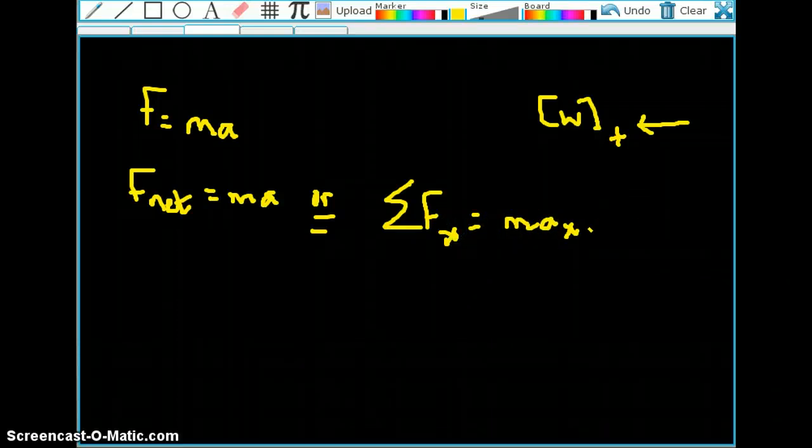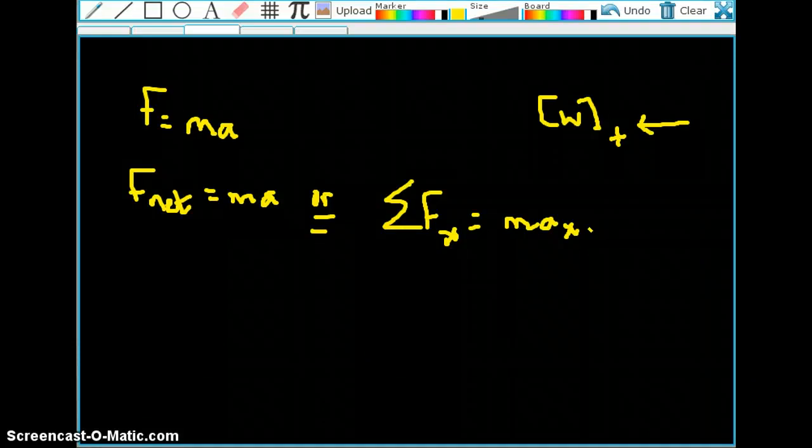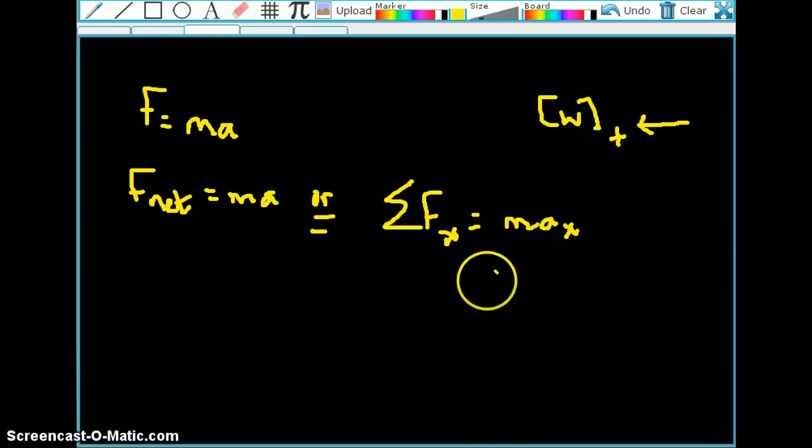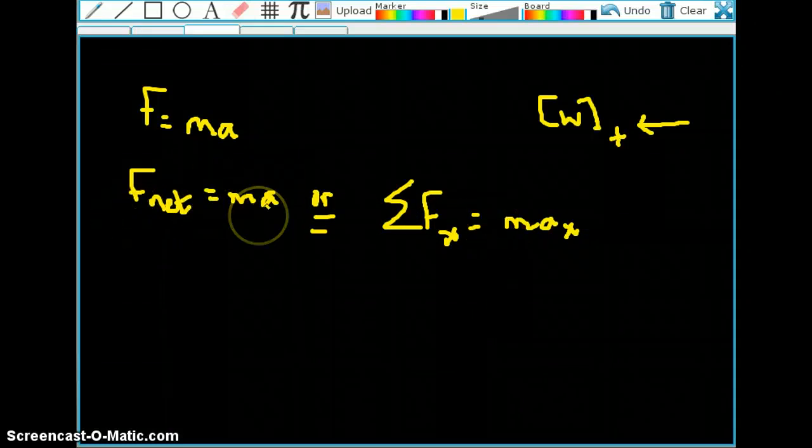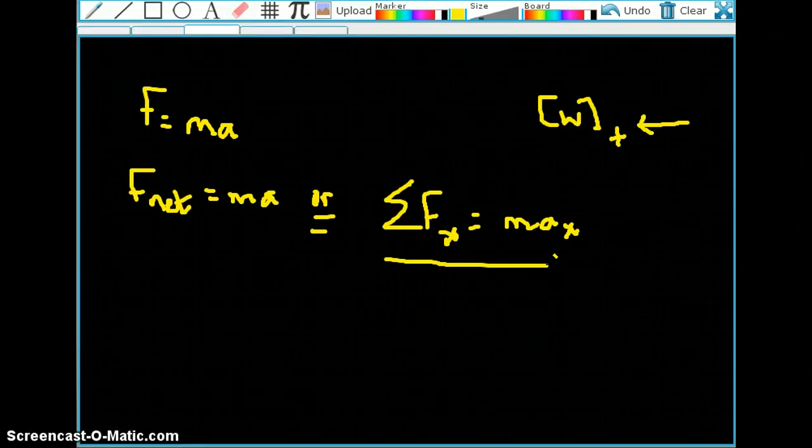This is a good habit to develop if you're going to be dealing with a lot of component problems, since you're going to be dealing with x and y components. This is just to set it up like this. But again, if you're fine doing it the F net equals ma way, that's absolutely fine as well. I'm going to continue with this equation. I just like to write it this way.